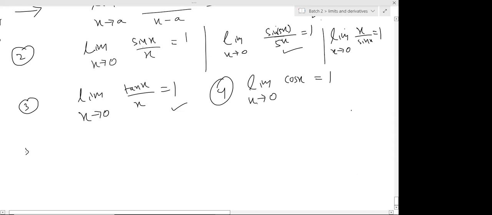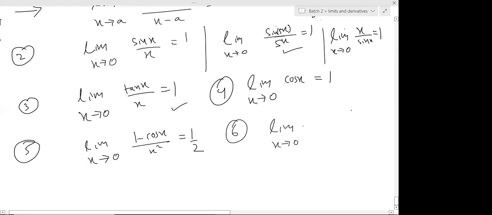All right. What more formulas can you get? For cos x, there is another limit, but this is not that important for NCERT. Limit of 1 minus cos x upon x square becomes half.